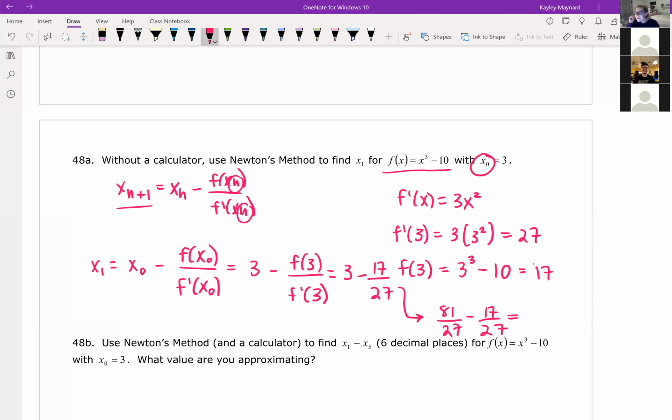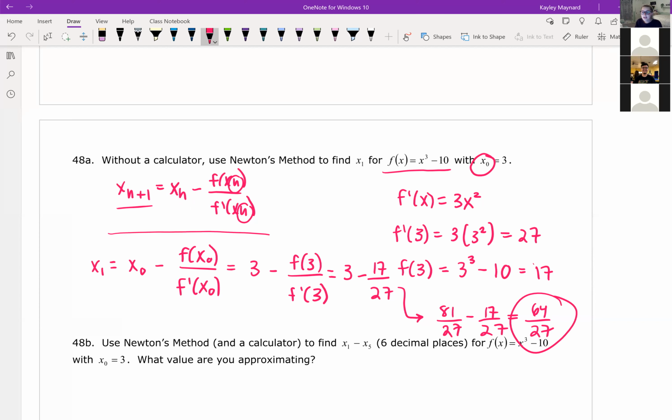Okay. And then this is, let's see, 70. So that gives you 64? Yeah. 64 over 27. Okay, my bad. Totally copied the formula down wrong. But that would be your x1. And that's how you do it without a calculator. You literally just use this formula.